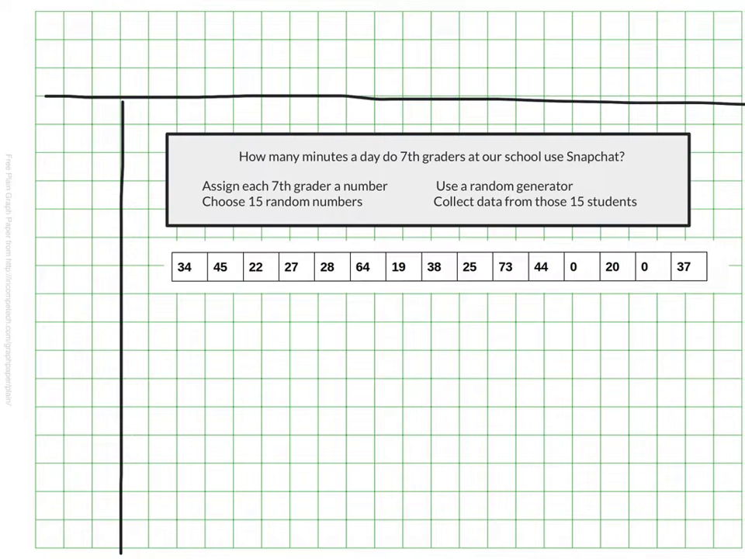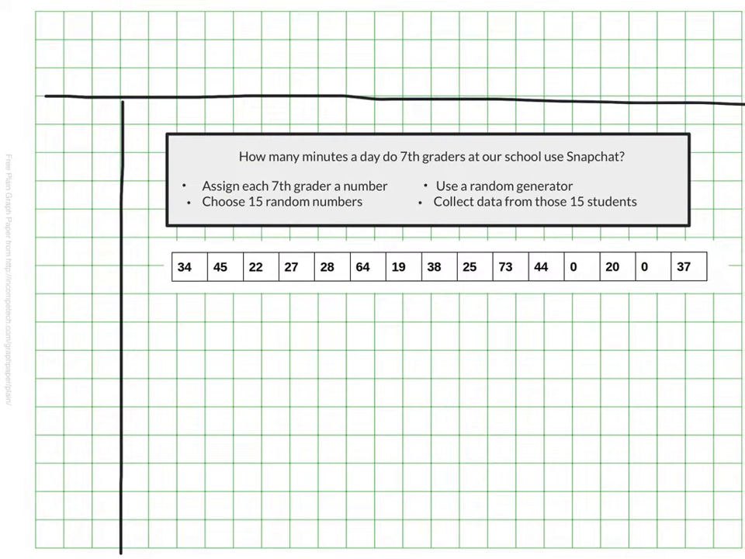So here's our example. We want to know how many minutes a day 7th graders at our school use Snapchat. So rather than ask every 7th grader at our school, we're going to assign each 7th grader a number, use a random generator, choose 15 of those numbers on the random generator, and collect data from those 15 students. They can check their phone where it will tell them how much time they've logged into Snapchat. And let's say they go ahead and share these minutes that I've listed below.